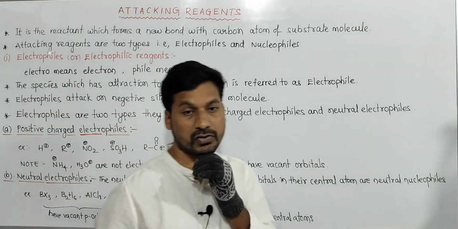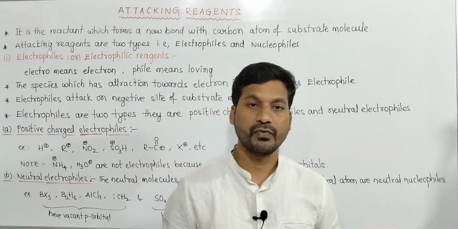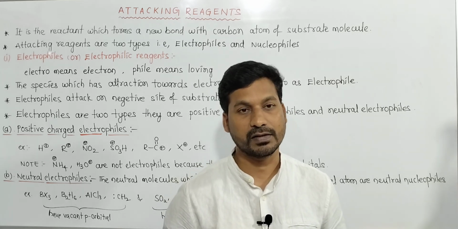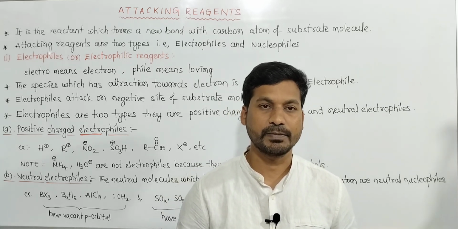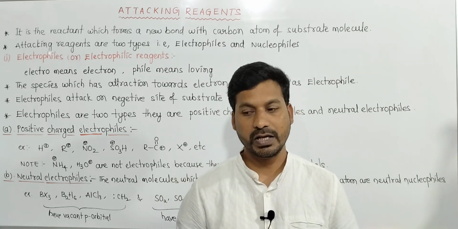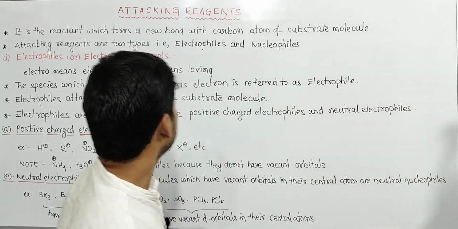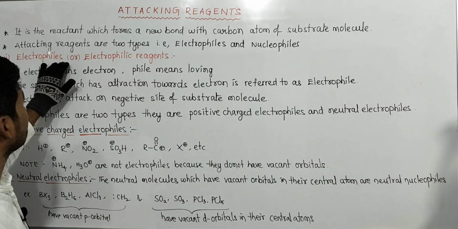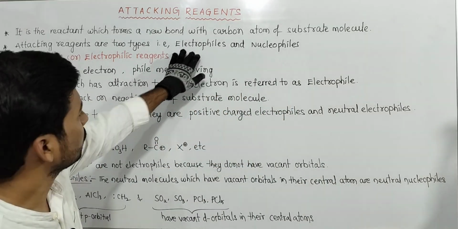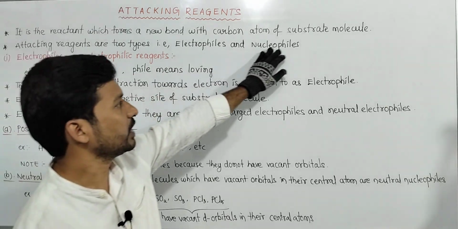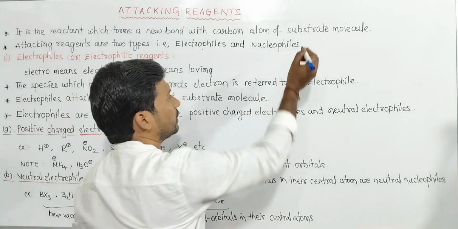Attacking reagents are of two types. They are electrophiles and nucleophiles. Electrophiles are electrophilic reagents, and nucleophiles are nucleophilic reagents. In total they are two types.